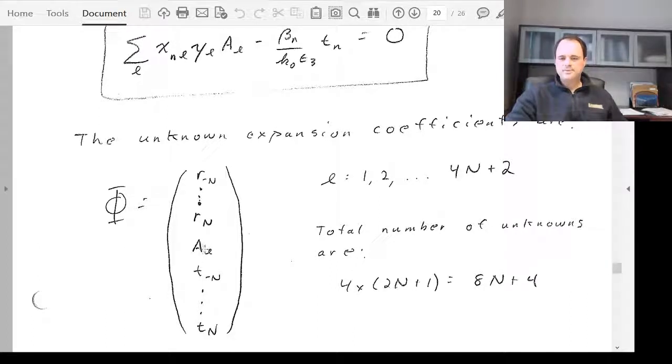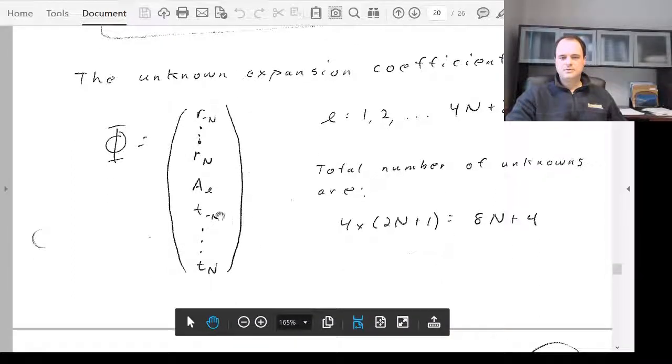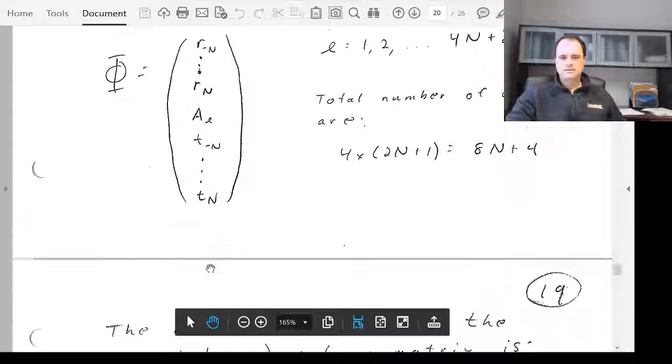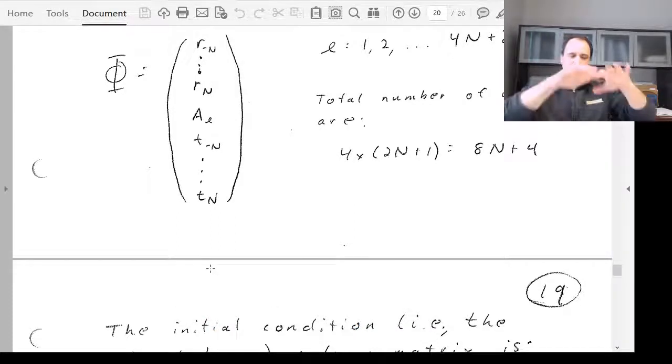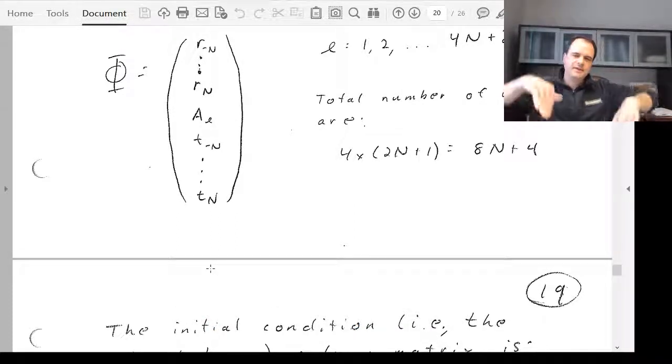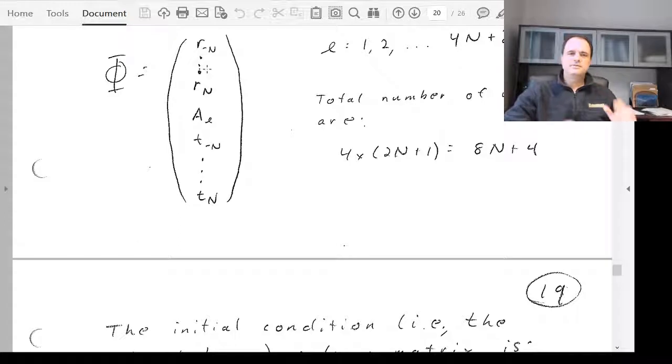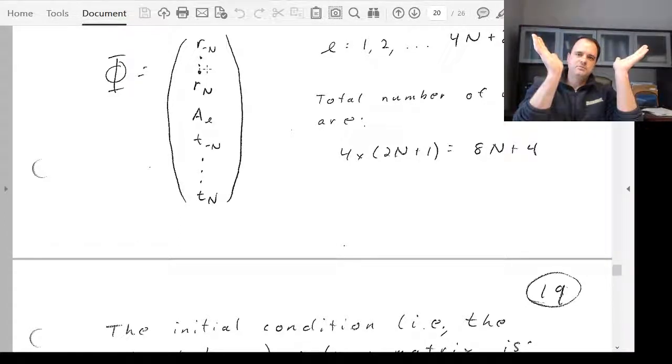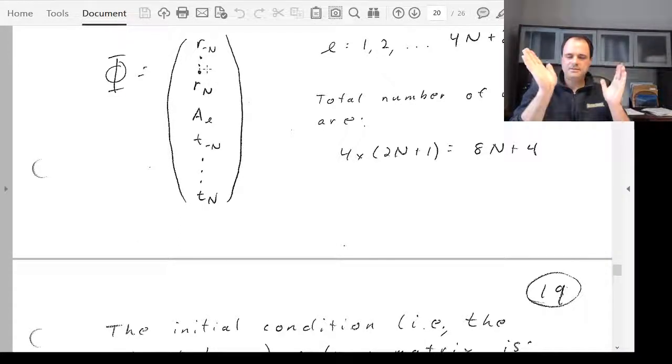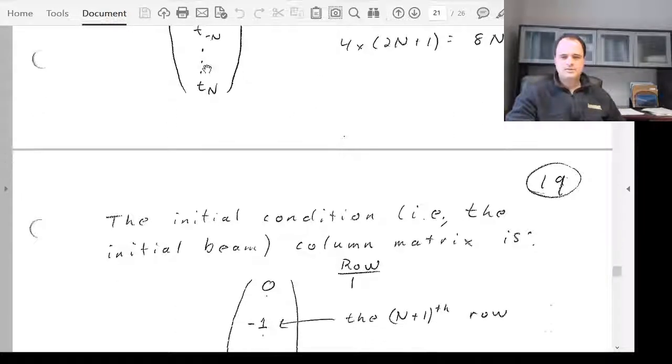All the a sub l's, there's 4n plus 2 of these unknowns. All right, so that's all stacked up here in the middle. And then the 2n plus 1 unknown transmission coefficients, for the 2n plus 1 possible scattered waves coming out of the substrate. Likewise, these are the 2n plus 1 possible diffracted waves in the superstrate. We have to find the relative strengths of each one of those possible diffracted waves. That's what we're going to do.